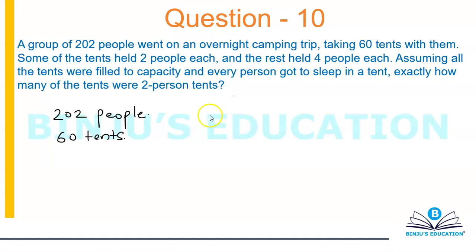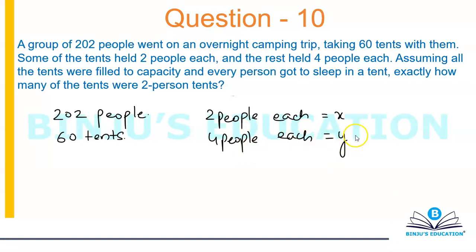Okay, so at the start itself, let's assume that the number of tents having 2 people each is equal to x, and the number of tents having 4 people each, let's take it to be y. So the total number of people living in x tents will become 2x, and the total number of people living in y tents will become 4y. Assuming all the tents were filled to capacity and every person got to sleep in a tent, exactly how many of the tents were 2-person tents?